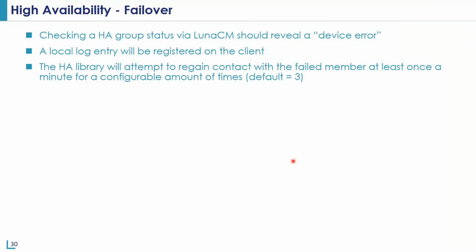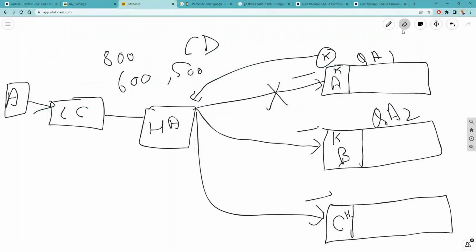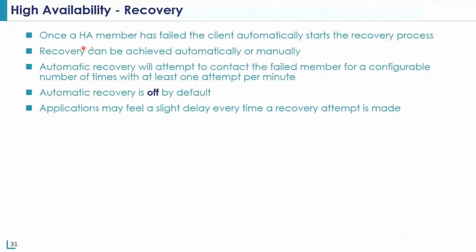There will be an HA log entry whenever a member is up, whenever a member is added, whenever a member is removed. I'm going to show you that HA log file tomorrow. Now recovery. It is possible that after some time, this QA1 is up again. It is now running again. So how will your HSM members be added back to the HA group? There are 2 options for that. One is automatic and one is manual.